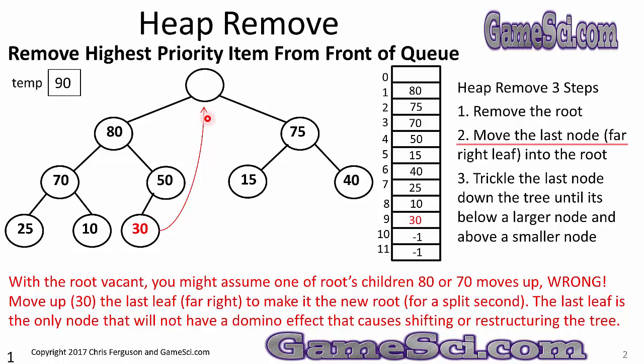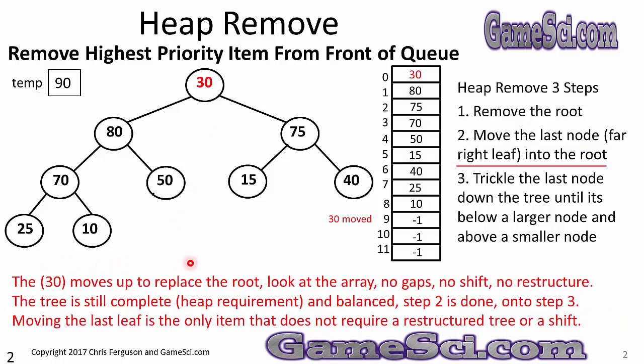The last leaf is the only node that will not have a domino effect that causes shifting or restructuring of the tree. The 30 moves up to replace the root. Look at the array. No gaps, no shift, no restructure. I picked up the 30 that was here and moved it up into the root there.